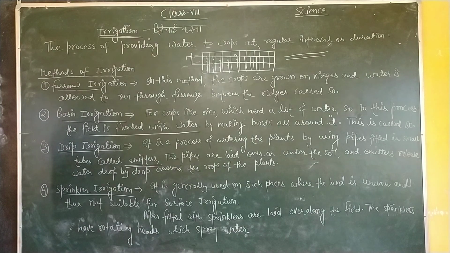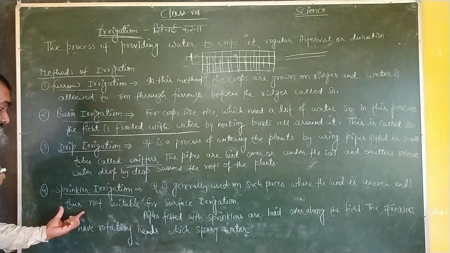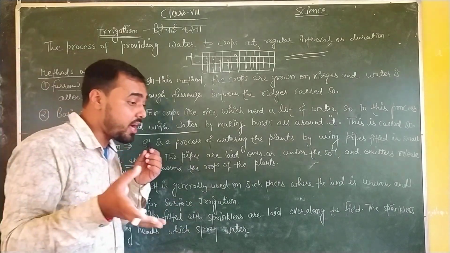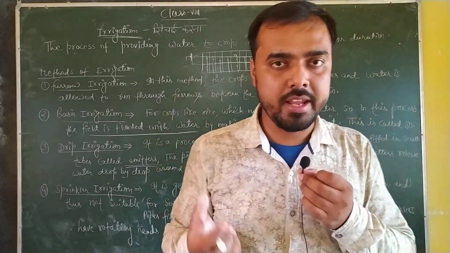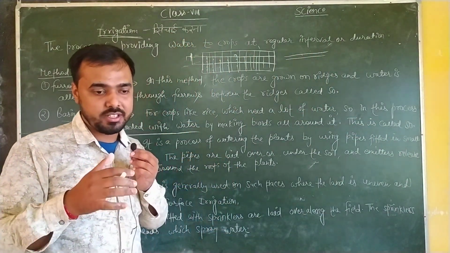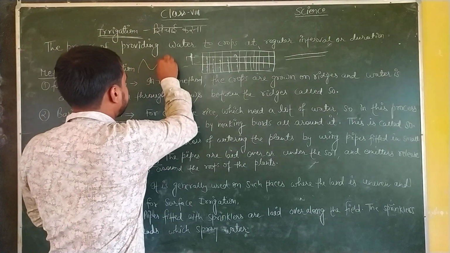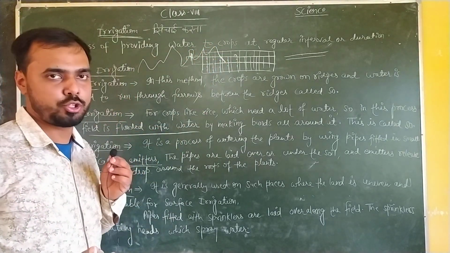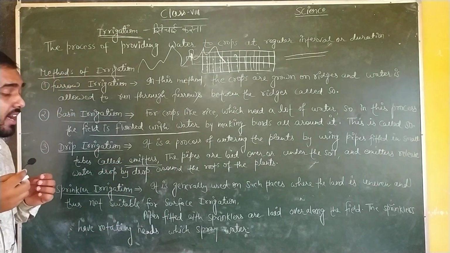Sprinkle means fountain, jharna. Okay, so it is generally used in such places where the land is uneven or not suitable for surface irrigation. It means those areas, I am talking about any rocky areas or any uneven land areas where the area is not suitable. Okay, suppose the area is like this, then how do you grow the crops in those areas? How do you plant those crops in those areas? So because of this problem in those areas, what do we do?